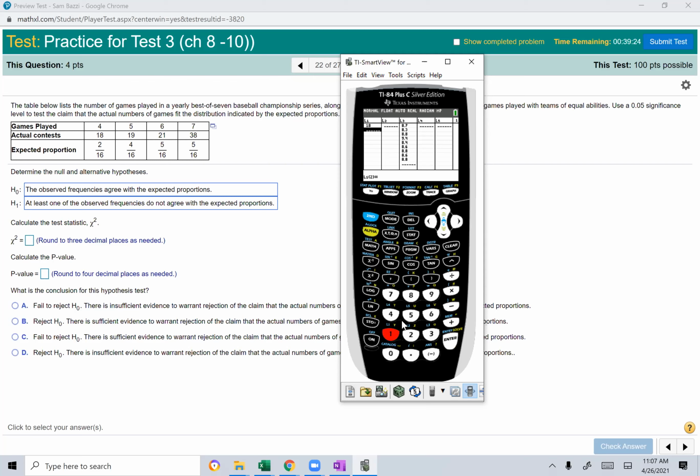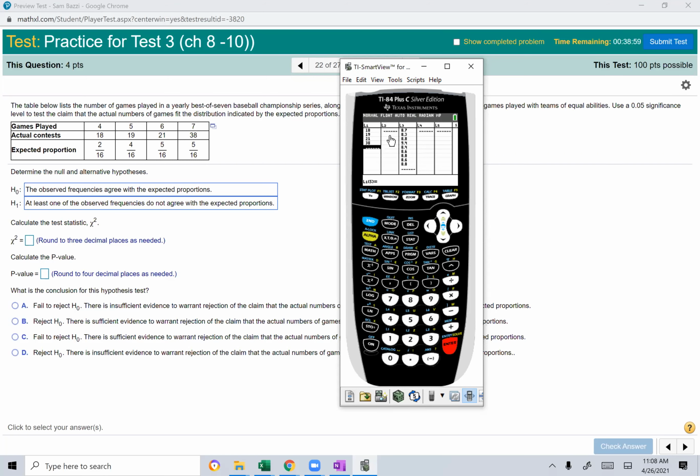19, 21, 38. And I want the students to tell me how I'm going to calculate the expected values. What's the total here? If you add them up, what do you get, guys? 18 plus 19, 37. And 21 is what? 58. 88, 96. So who can tell me how to find the expected values here?